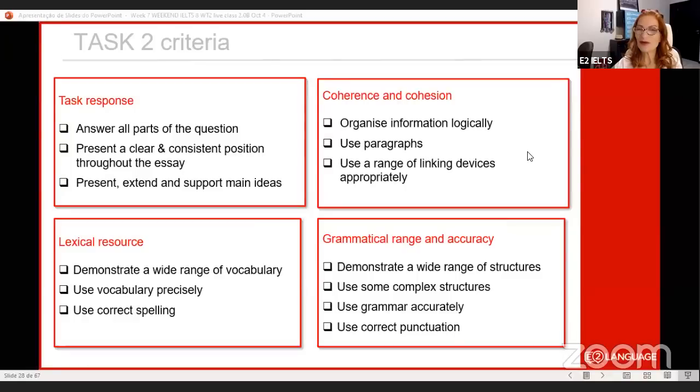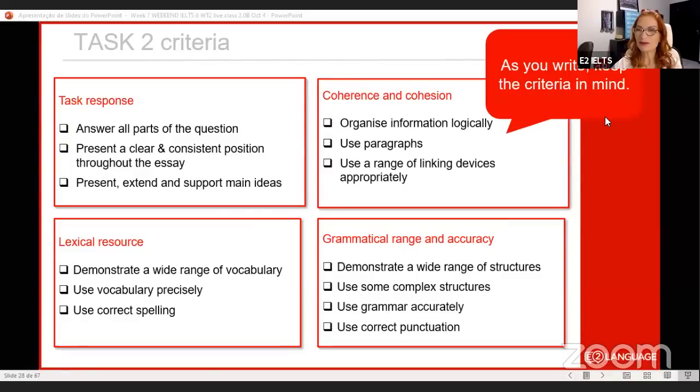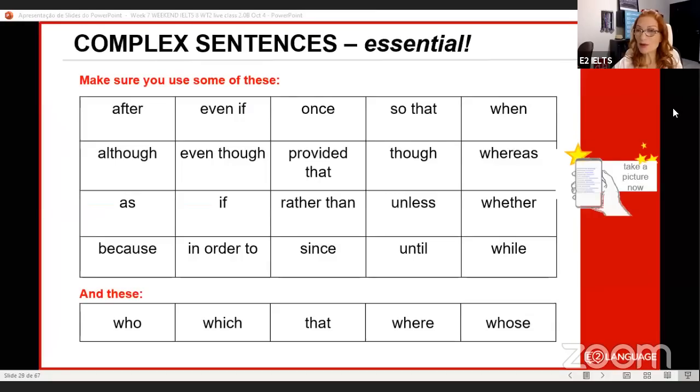Okay, moving on. As you write, always keep the criteria in mind. These words are the words that we will use. They are the subordinating conjunctions and relative pronouns. We use them to build complex sentences.